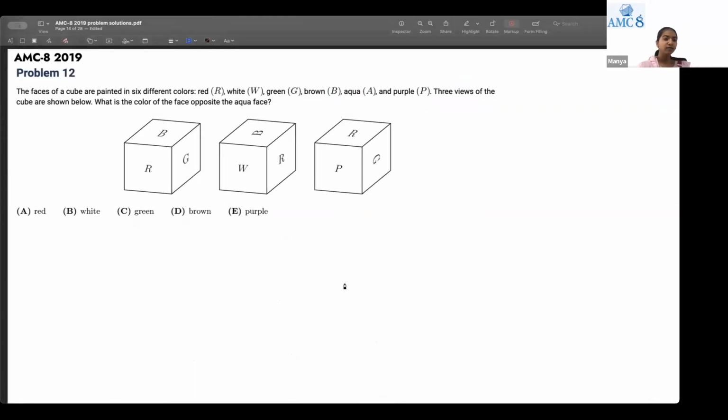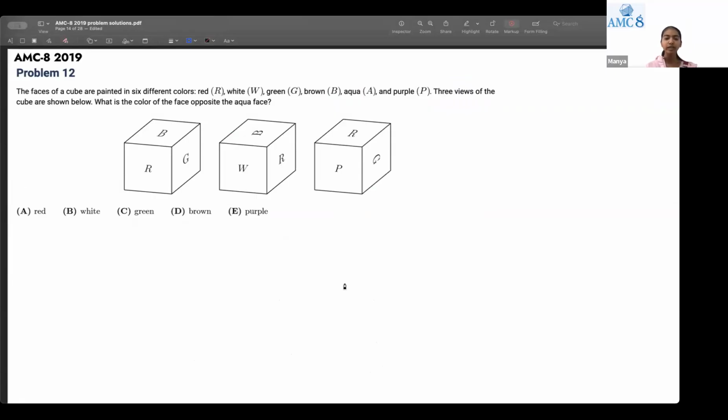Problem number 12. The faces of a cube are painted in 6 different colors: red, R, white, W, green, G, brown, B, aqua, A, and purple, P. 3 views of the cubes are shown below. What is the color of the face opposite to the aqua face?